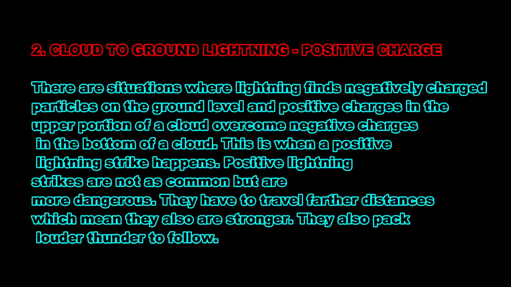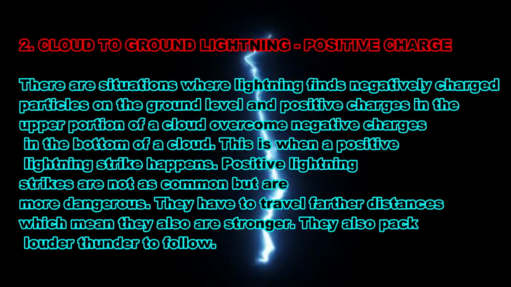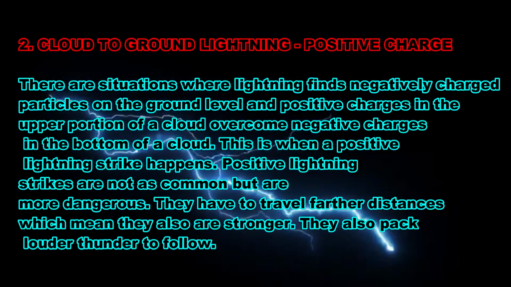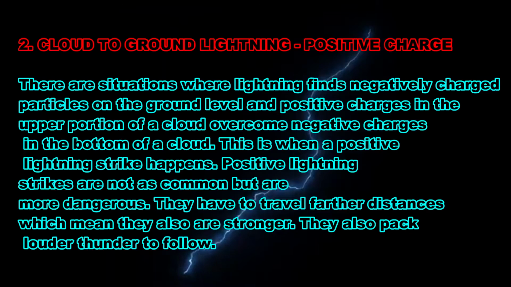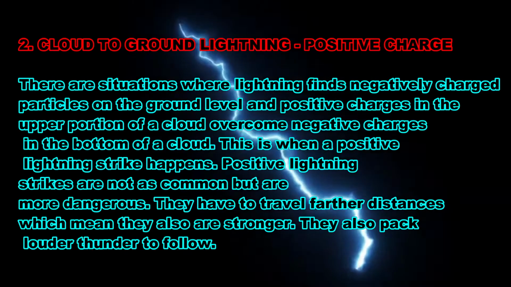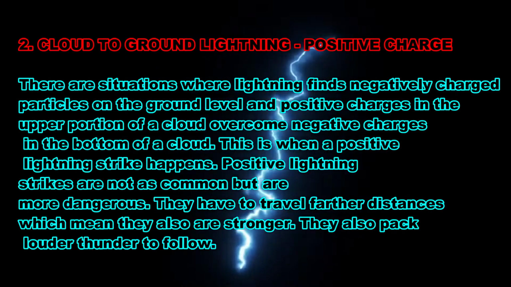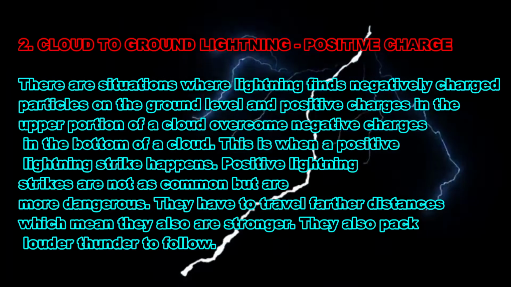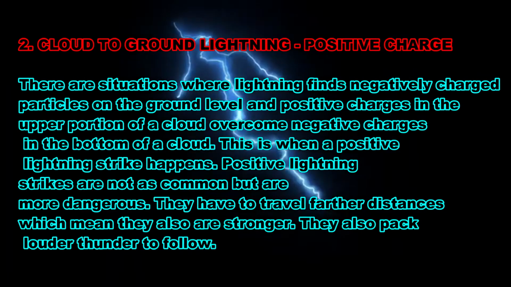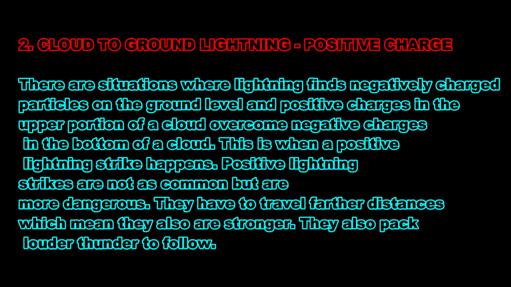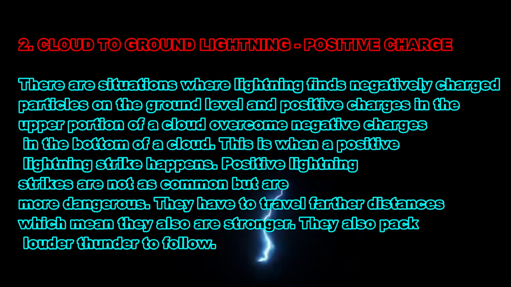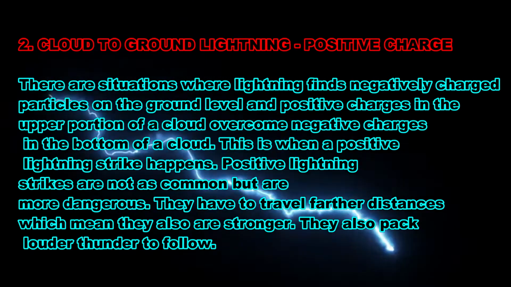Cloud to ground lightning, positive charge. There are situations where lightning finds negative charge particles on the ground level and positive charge in the upper portion of the cloud overcomes negative charge in the bottom of the cloud. This is when the positive lightning strike happens. Positive lightning strikes are not as common but are more dangerous. They have to travel a farther distance, which means they also are stronger. They also pack louder thunder to follow.